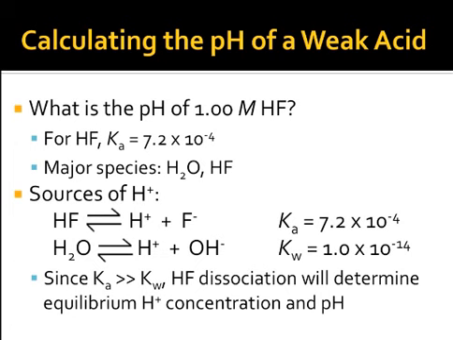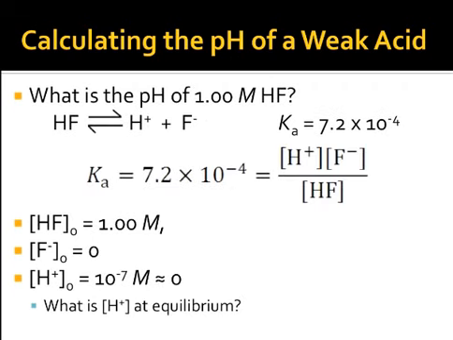Now we have two species which can produce hydrogen ions in solution. When we compare the acid dissociation constant for HF to the ion product constant for water, we see that the HF dissociation, with the much larger constant, will determine the equilibrium concentration of hydrogen ions and, as a result, the pH of the solution. We know the equilibrium expression and the acid dissociation constant for this reaction. We also know the initial concentration of HF is 1.00 molar, of F- is 0 molar, and for all intents and purposes, of H+ is 0.